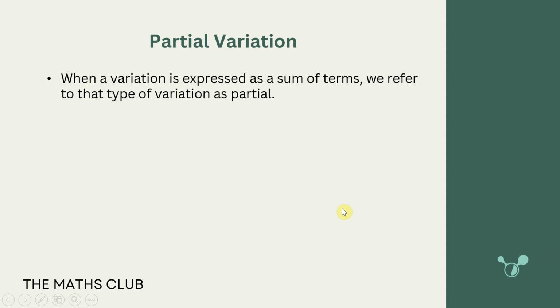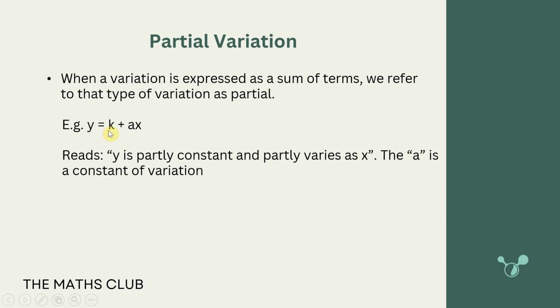Now we're talking about partial variation. Partial variation is when a variation is expressed as a sum of terms. If you have a variation that is expressed as a sum, what is a sum? You say plus. We refer to that type of variation as partial. You see this, y is equal to k plus ax. It is read as y is partly constant, it's partly constant because of this addition, and partly varies as x. So that means that the a here is a constant of variation. So that's what you see here.